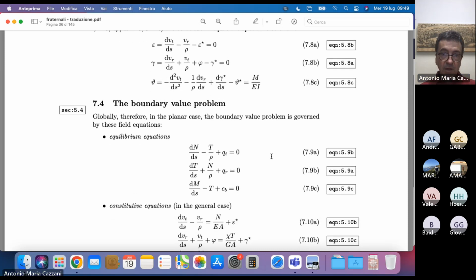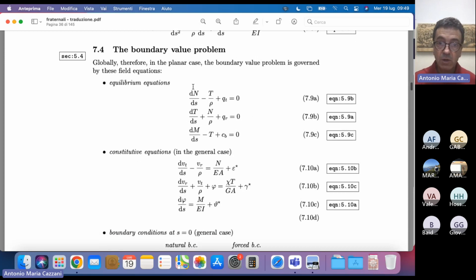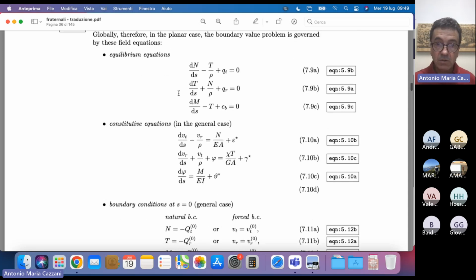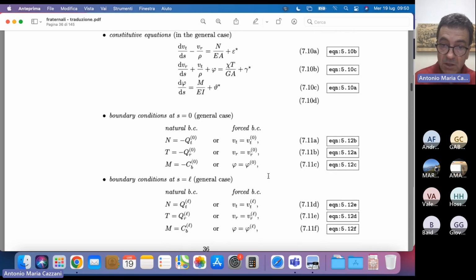So globally, the boundary value problem is governed by these equations: the equilibrium equations we have seen before, the constitutive equations, which in the general case are these, and of course the boundary conditions, which involve either axial force at the end of the beam or the tangential displacement at the end of the beam, the shear force at the end of the beam or the radial displacement, and the bending moment at both ends of the beam, and the section rotation at the end of the beam.